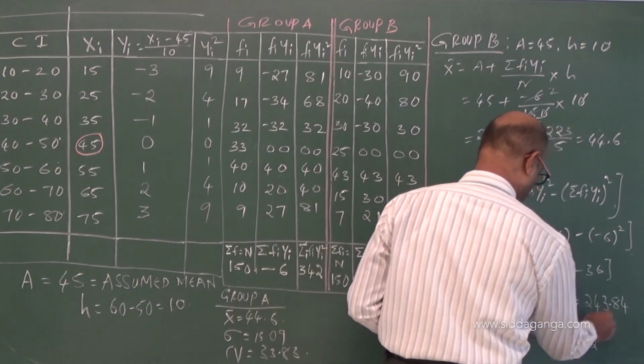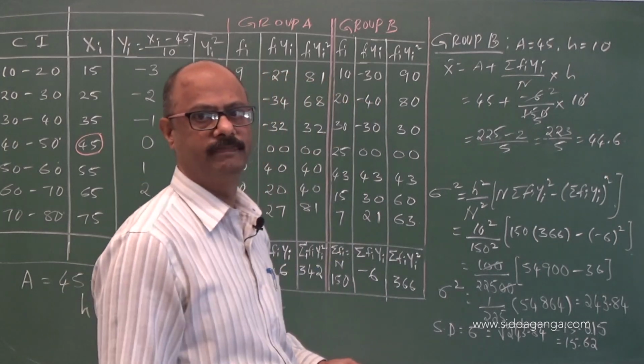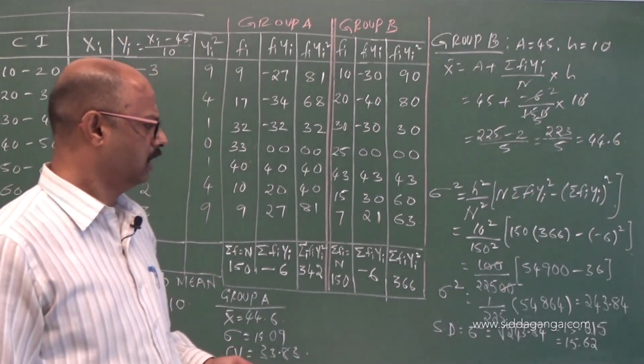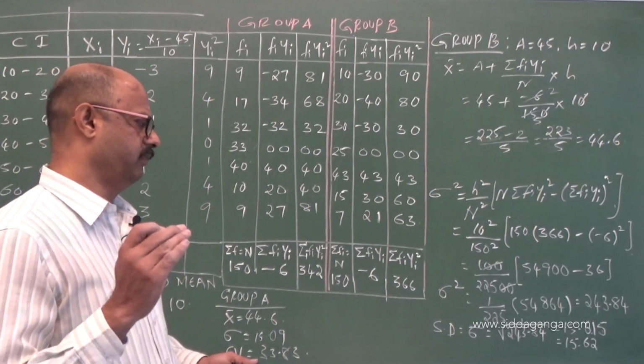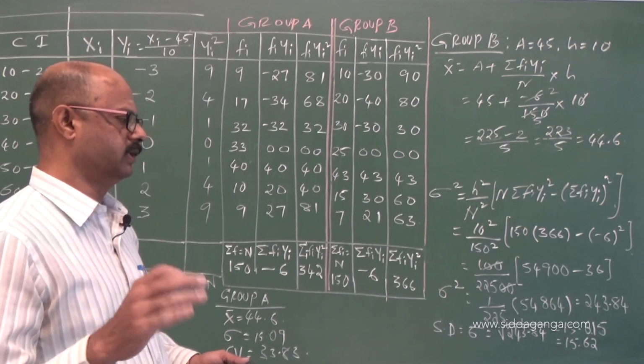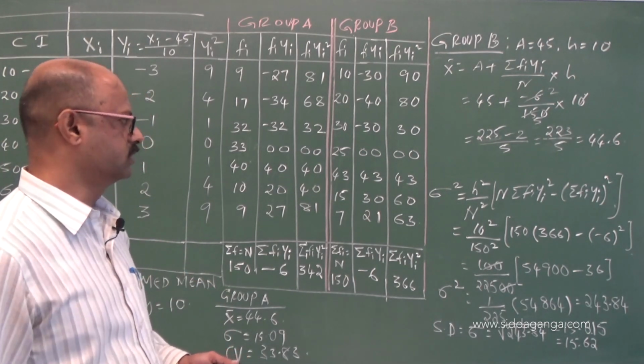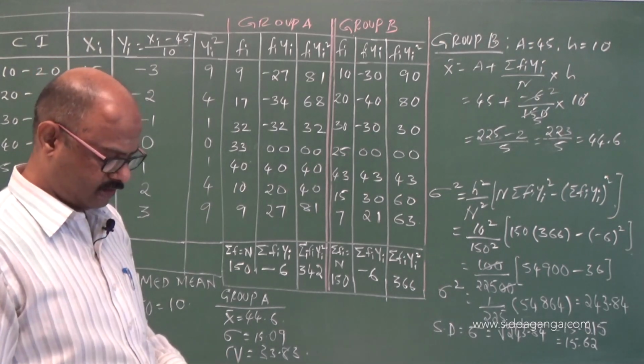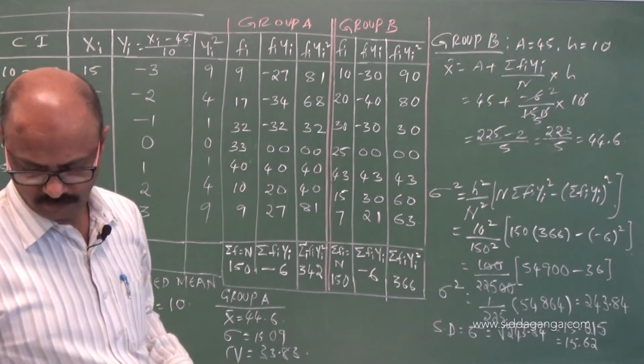You will get 15.62 like this. One you can add for this one. Choice is yours. Need not worry. You can write either 15.6 or 15.61 or 15.62. This is SD, standard deviation.